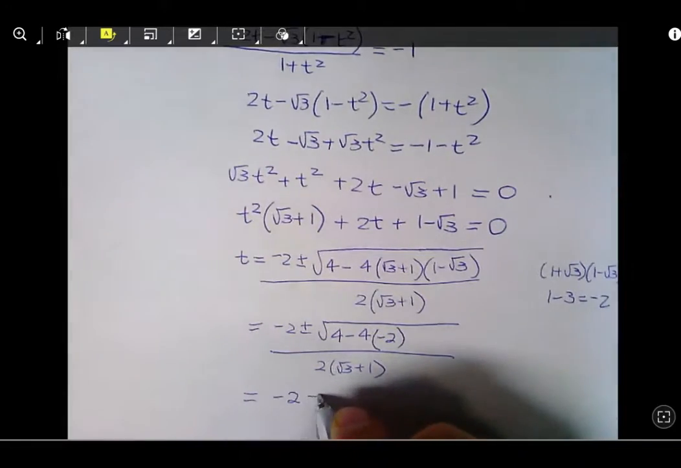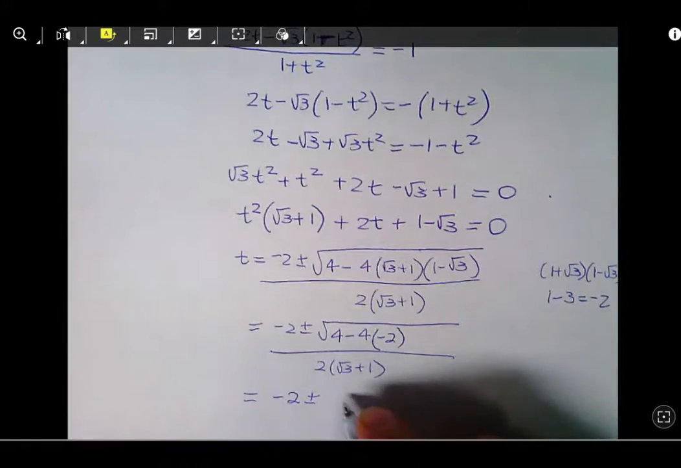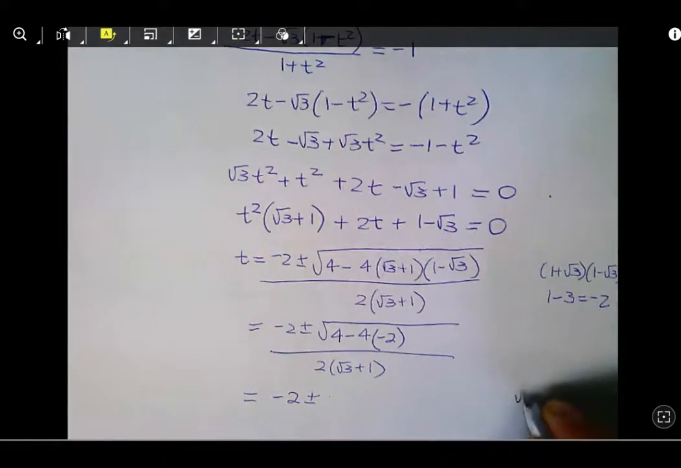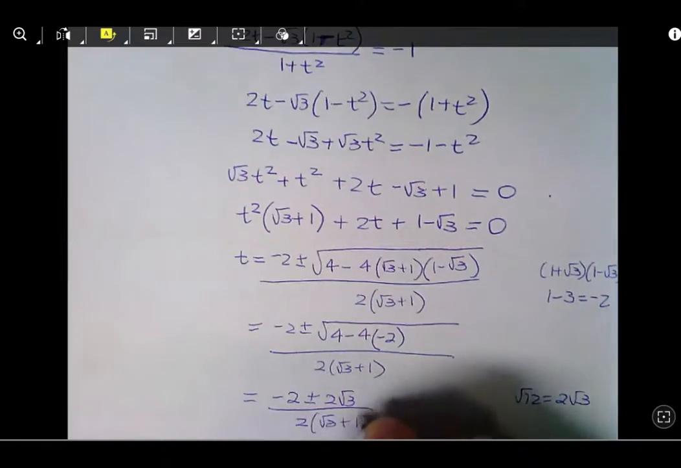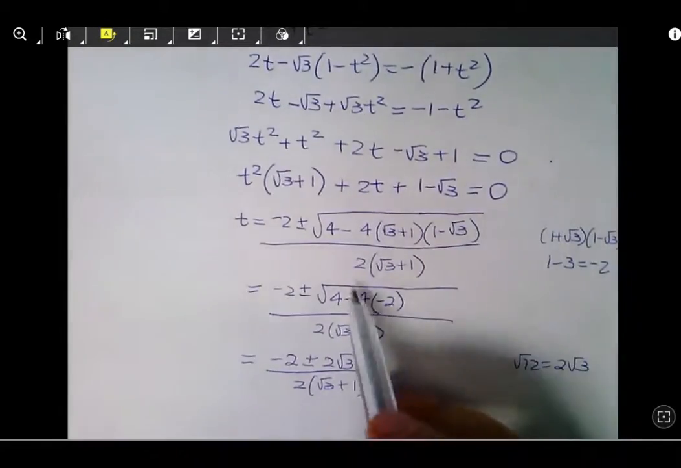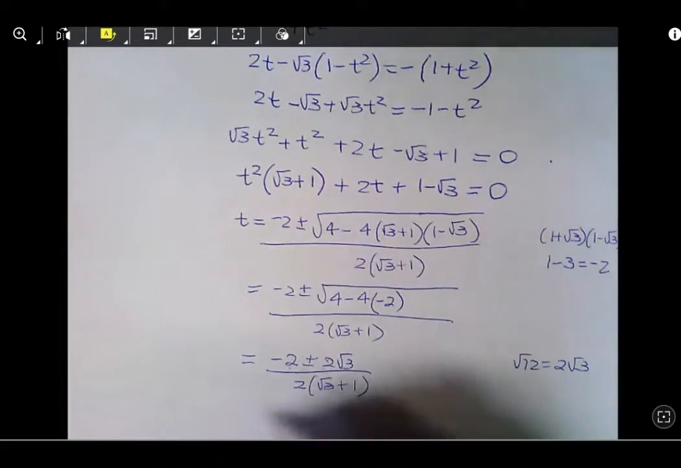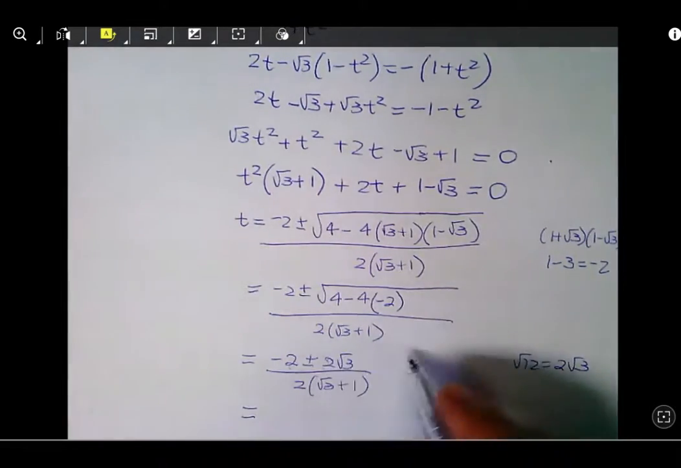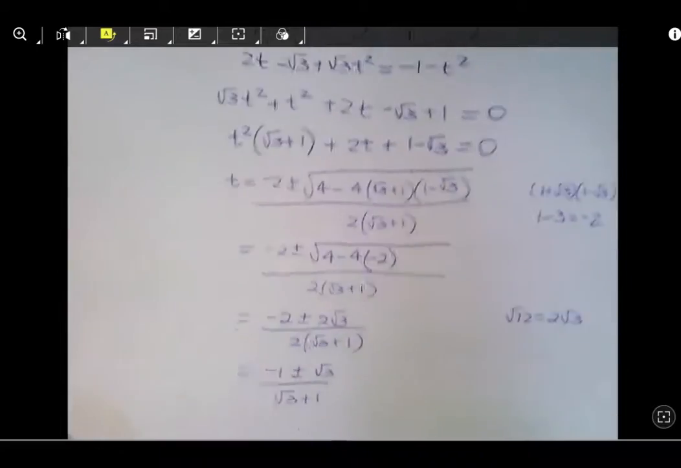So this becomes -2 plus or minus the square root of 4 plus 8, which is the square root of 12, which is root 4 times root 3, which is 2 root 3. So it's over 2 bracket root 3 plus 1. The reason I did not expand this before is I was hoping that I would have an even number here so that I could cancel out. So you can divide the numerator and the denominator both by 2 and you get -1 plus or minus root 3 over root 3 plus 1.